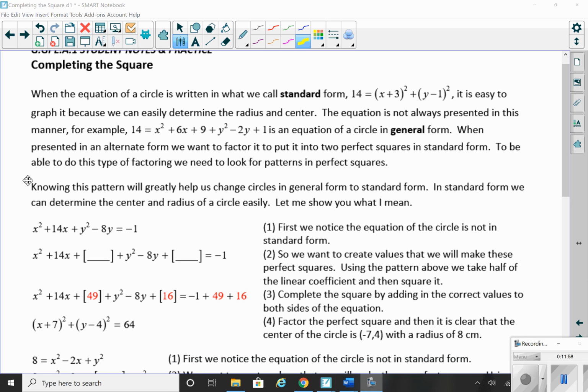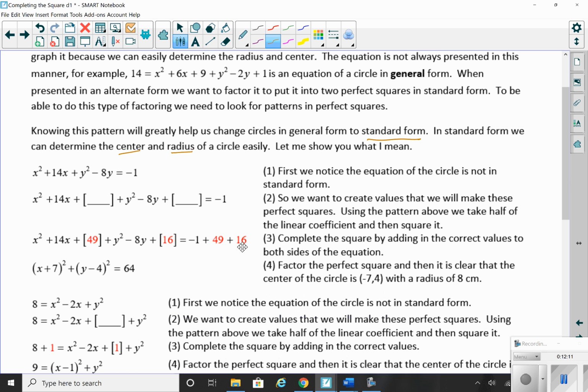So here, knowing this pattern is going to help us change circles from general form into standard form. Again, that's what we want, standard form. In standard form, we can determine the center and the radius easily, and that'll help us when we go to graph them. Here's an example. We're going to walk you through the process step by step. Again, remember, in a circle equation, you're going to have some x terms and some y terms, right? That's that standard form of the circle. If you don't remember, it's x minus h, the quantity squared, plus y minus k, the quantity squared, equals the radius squared. That was the standard form of the equation of a circle that we talked about yesterday.